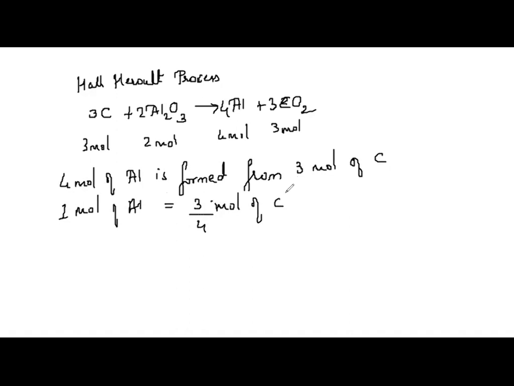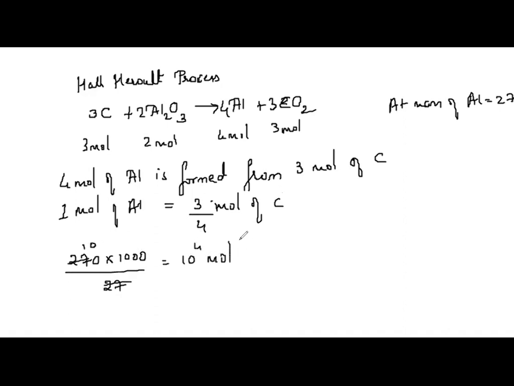But they have said 270 kg of aluminium metal. 270 kg of aluminium metal, and the atomic mass of aluminium is 27. First, let me see. So I can write here 270 kg means 270 into 1000 grams divided by the atomic mass 27. These many moles, that will be equal to what? 27, 27, 10, 3 plus 1. So it will be 10 raised to 4 moles of aluminium.